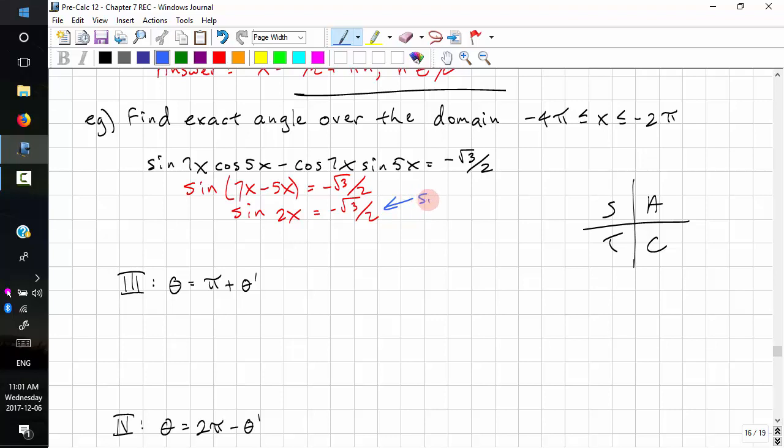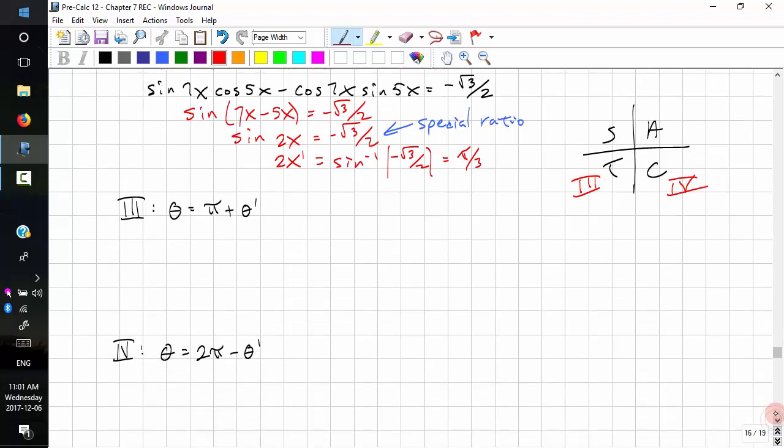Special ratio. 2x prime equals inverse sine, absolute value of negative root 3 over 2. So this is pi over 3, or 60 degrees. And we have sine being negative, so we have an answer in quadrant 3 and an answer in quadrant 4. So our quadrant 3 answer is pi plus pi over 3. That's 4 pi over 3.